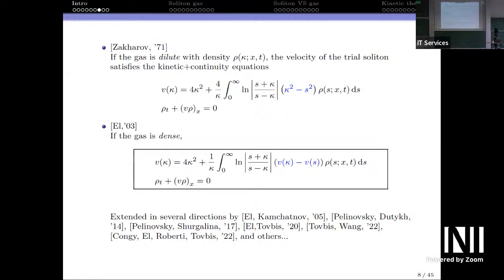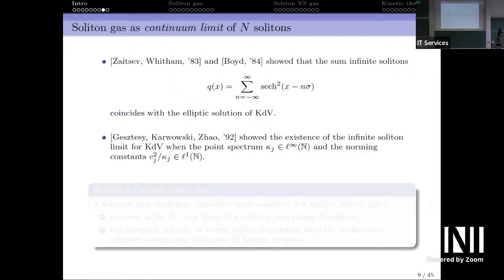On the other hand, getting back to our informal definition, we can also think of a soliton gas as just a bunch of solitons that are packed all together. And there are already some preliminary results about what happens if we take an infinite number of solitons. Is this still a solution of KdV or mKdV? And does it even make sense?